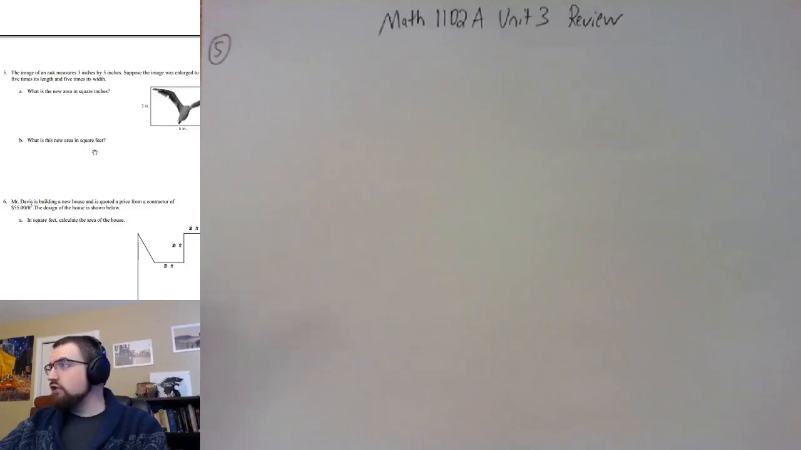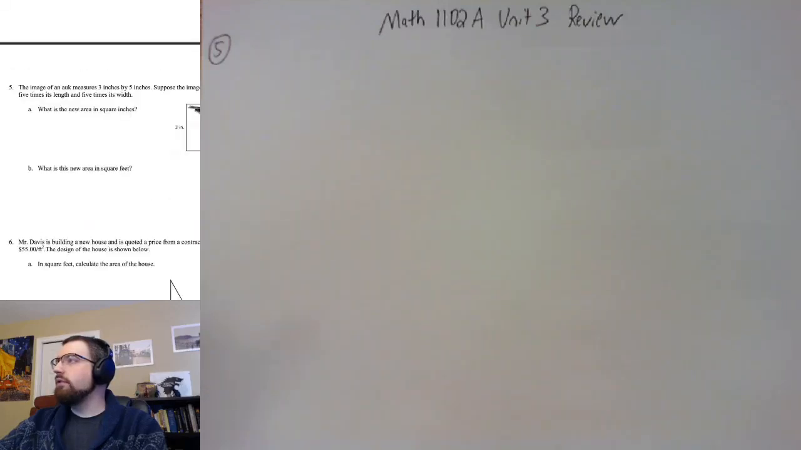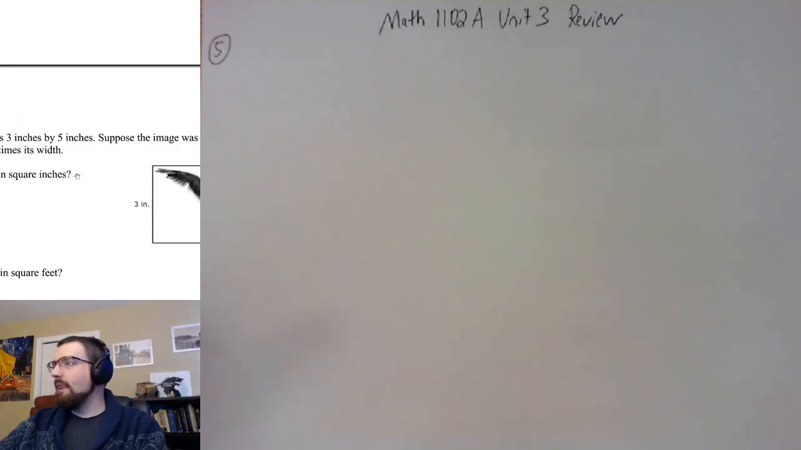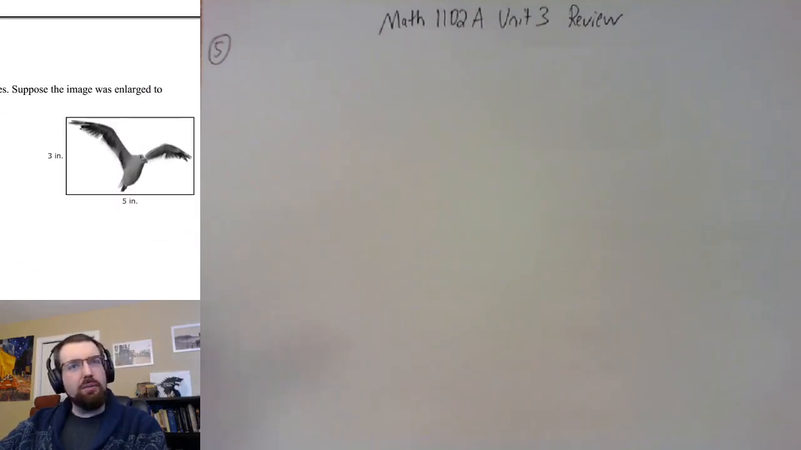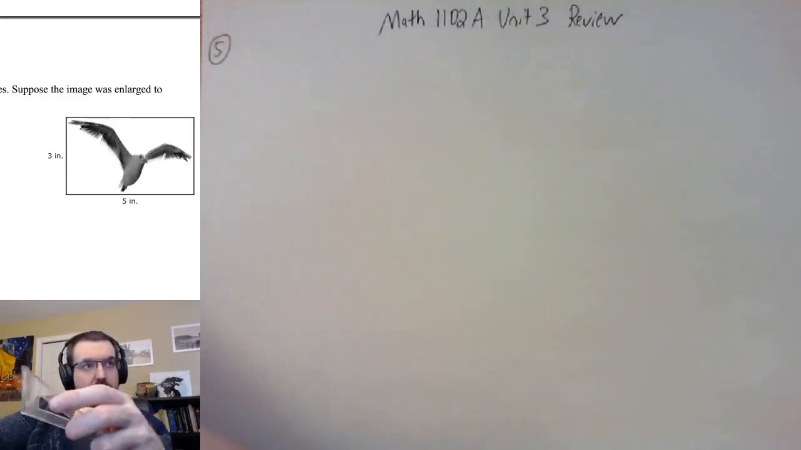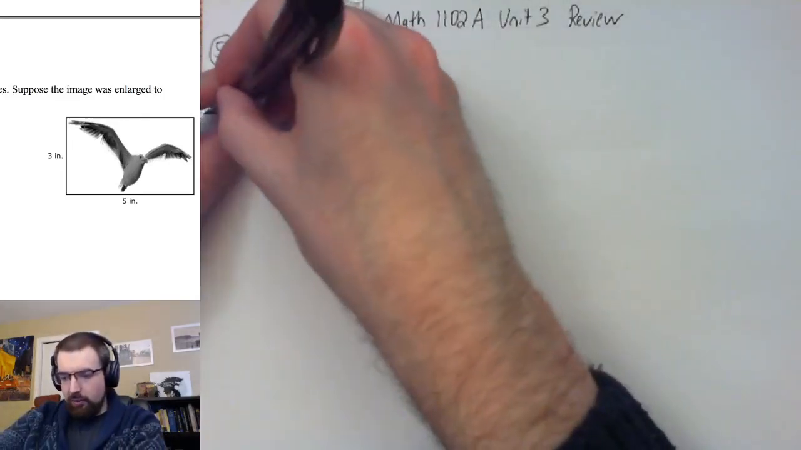Image of an auk measures 3 inches by 5 inches. Suppose the image was enlarged to 5 times its length and 5 times its width. What is the new area in square inches? Okay, so we're doing 5 times 5. So let me zoom on in. Now over here, we see that the area was 3 inches by 5 inches. But both of these are going to be 5 times as big as they were previously, right? So I'll just draw out a really brief diagram here.